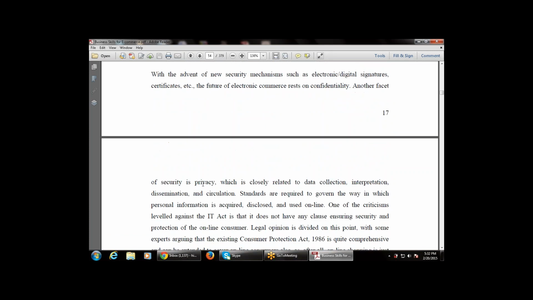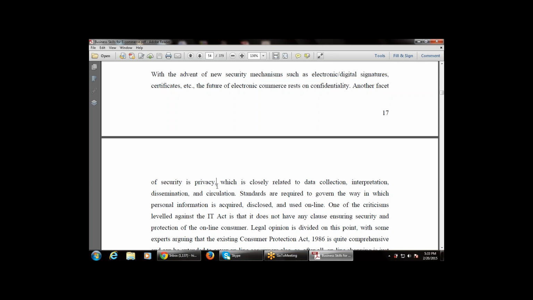Another facet of security is privacy. Every piece of information is private, and this is closely related to data collection, interpretation, dissemination and circulation. These are the various security issues that are closely related to data collection, interpretation, dissemination and circulation.